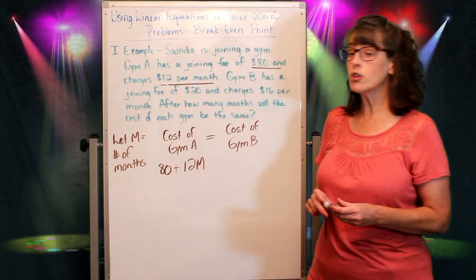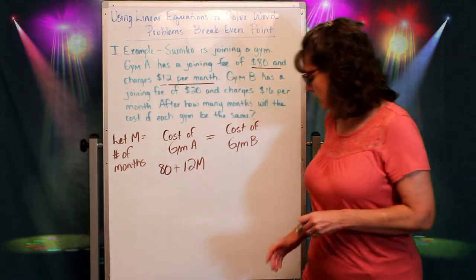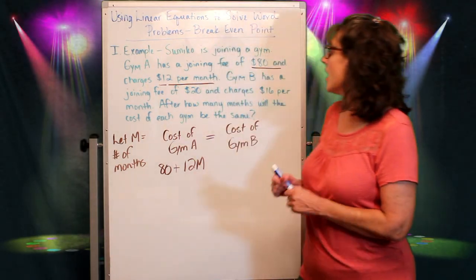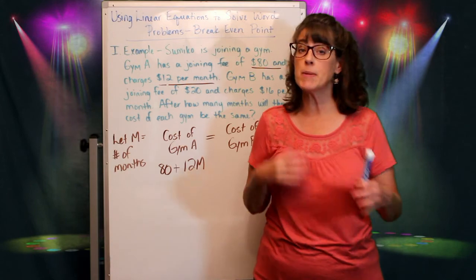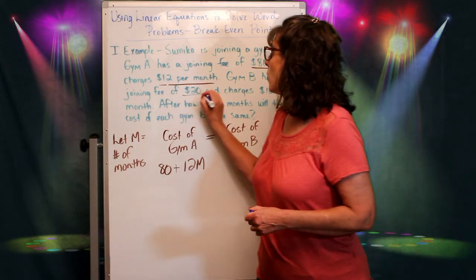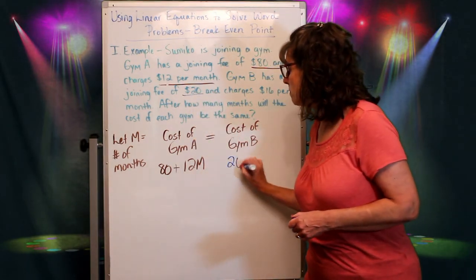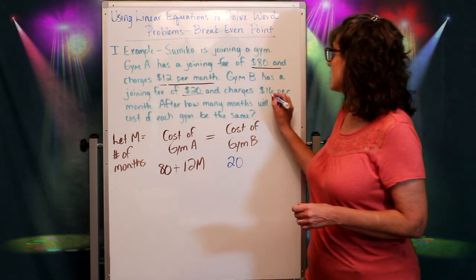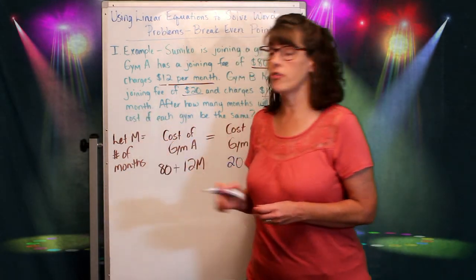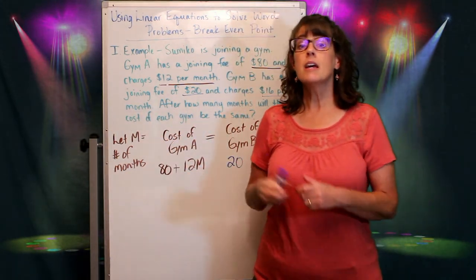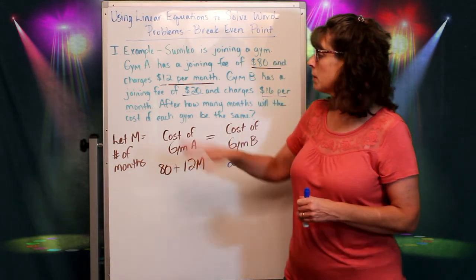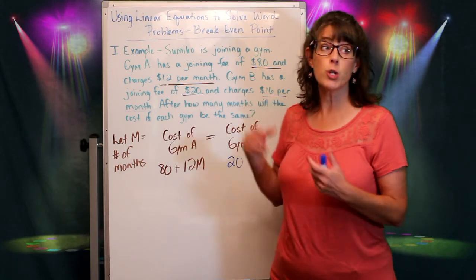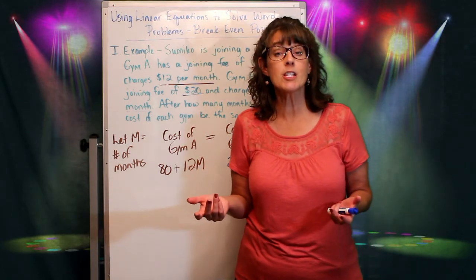So now let's take a look at Gym B. So what happens in Gym B is we've got, yet again, a joining fee. That's that one-time fee that doesn't happen over and over and over again. One-time fee of $20 for Gym B, but then notice it's $16 per month. Now, once again, 16 and 16 and 16 and 16, it would be faster to multiply 16 by the number of months. Well, how many months is this one lasting?